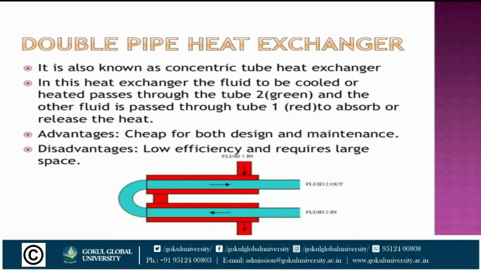It is also known as concentric tube heat exchanger. In this heat exchanger, the fluid to be cooled or heated passes through tube 2, as shown in figure in green, and the other fluid is passed through tube 1, as shown in figure in red, to absorb or release the heat. Advantage: cheap for both design and maintenance. Disadvantage: low efficiency and requires large space.